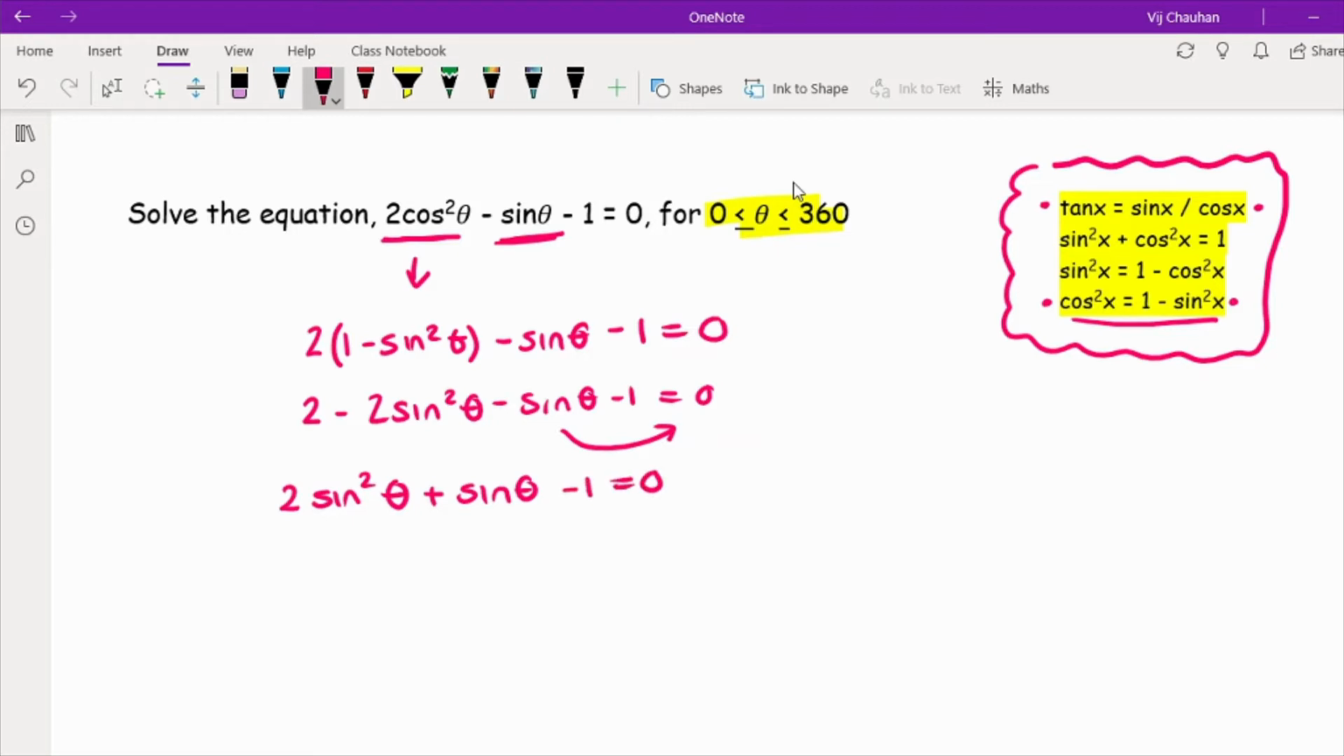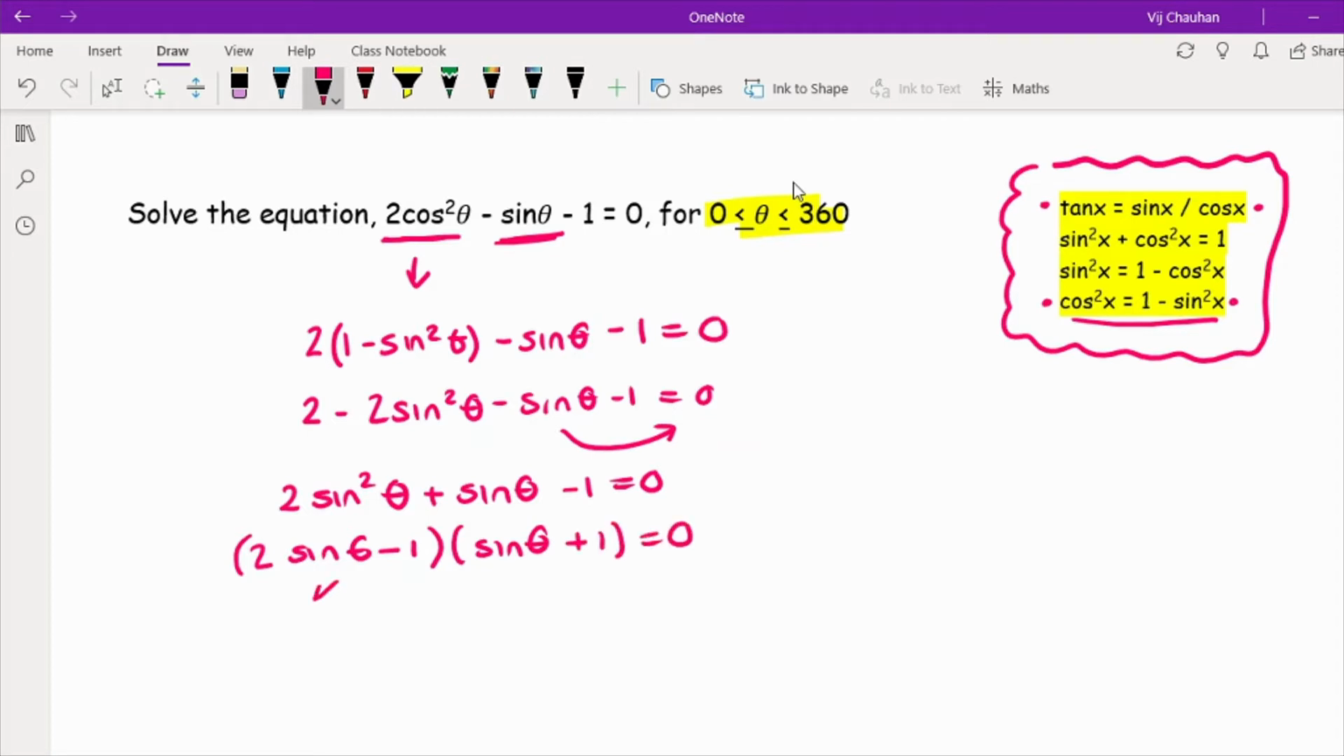And now it becomes like a quadratic equation. So the first thought is, does this factorize? Which in this case it does. So I've got 2 sine theta minus 1 times sine theta plus 1 equals 0.